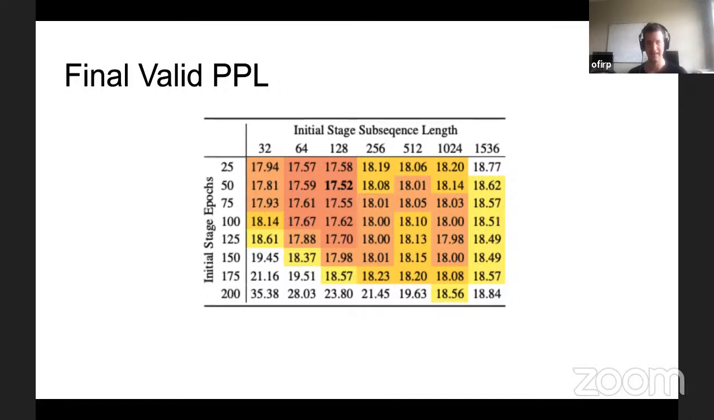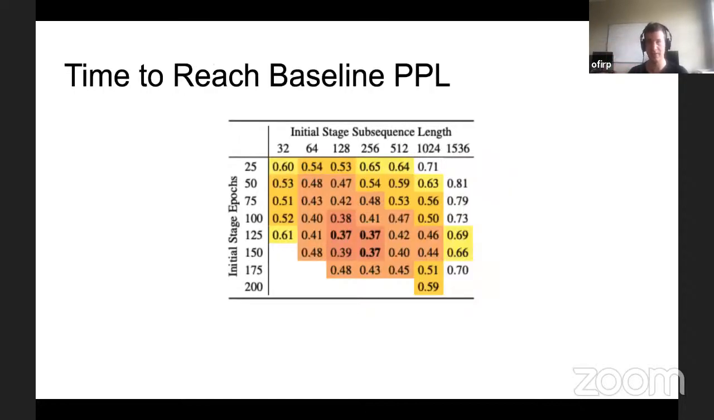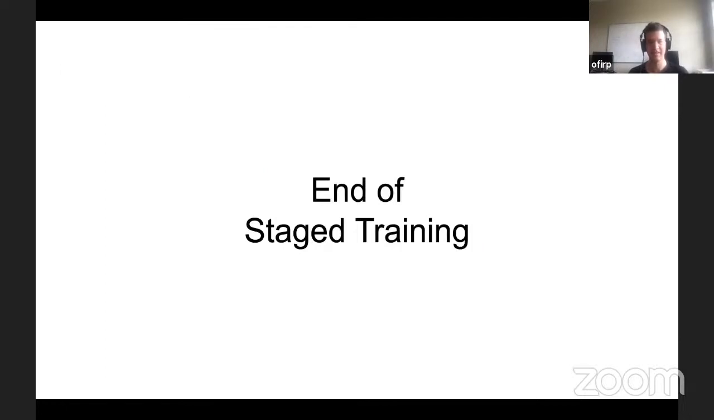I'm not going to talk much about this next slide, but another thing we can do is just try to match baseline performance with each one of these models. And what we see here is that this model that was trained on sequences of 128 for 125 epochs matched baseline performance in 37% of the time that it takes to train the baseline. So instead of training on 3000 tokens for 200 epochs, we trained this model on sequences of size 128 for 125 epochs, and then we did another 10 epochs of training on sequences of size 3000, and we matched baseline performance in 37% of the time it takes to train the baseline. Yes, that's it for this part.